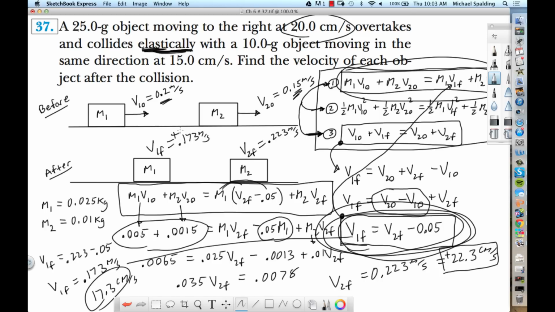Guys, you will have elastic problems where one of your velocities comes out negative, which means what happens to the object that came in? So you have like an object that slides in, it collides. What if your velocity is initially positive, but the final velocity is negative? What does that mean? That means it what? Bounced back.